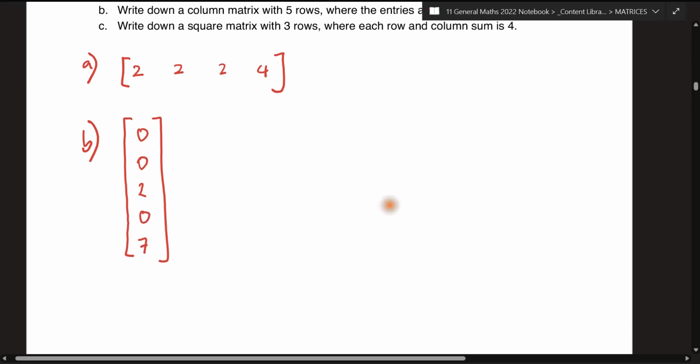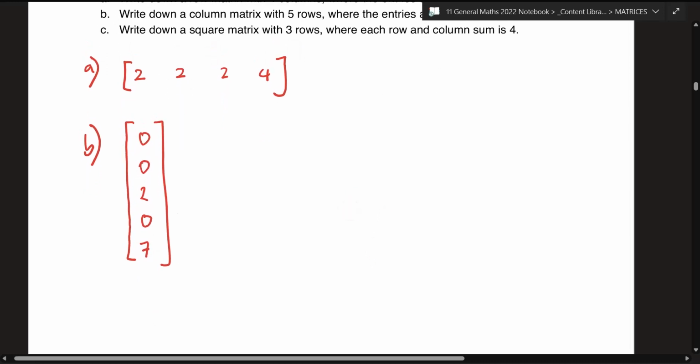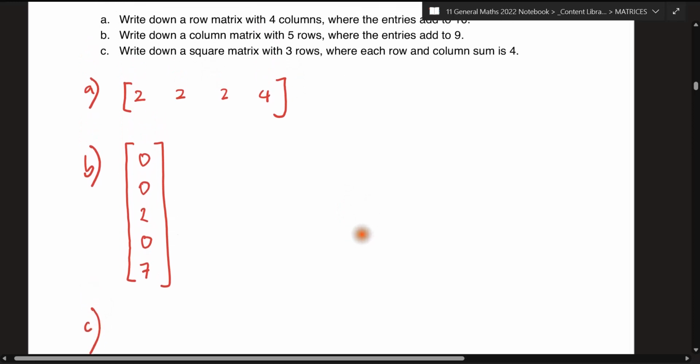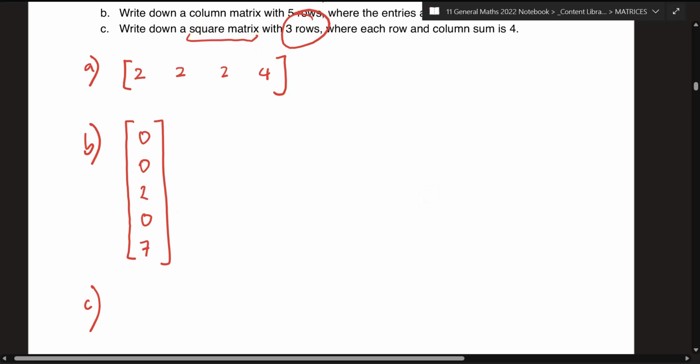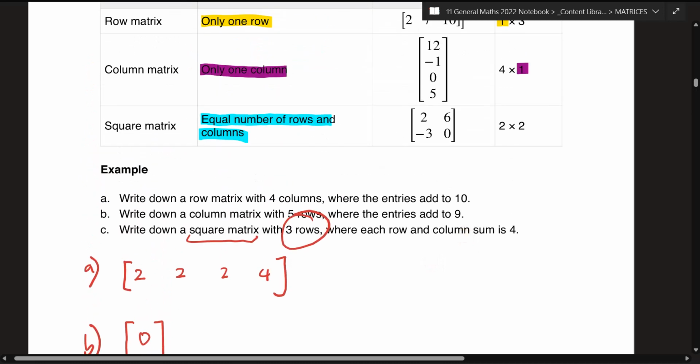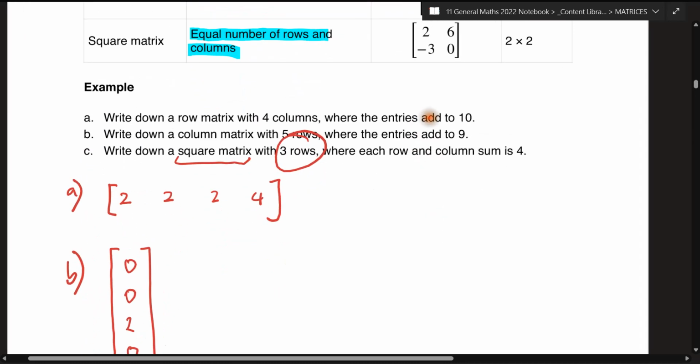Question C. Write down a square matrix with 3 rows, where each row and column sum is going to be 4. Now, this one here, again, it's 3 rows. It doesn't tell you how many columns, but because it's a square matrix, remember that it's going to have the same number of columns, because a square matrix has an equal number of rows and columns. So it's a 3 by 3.